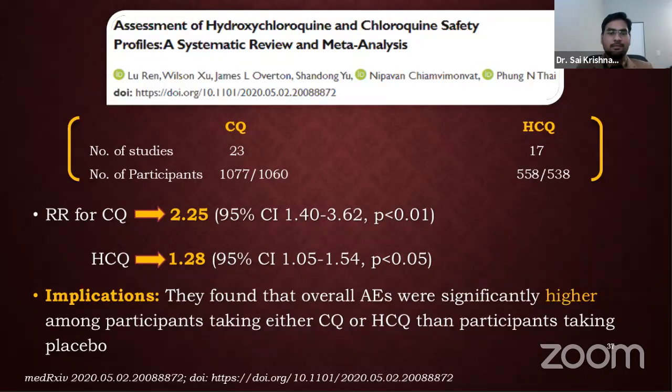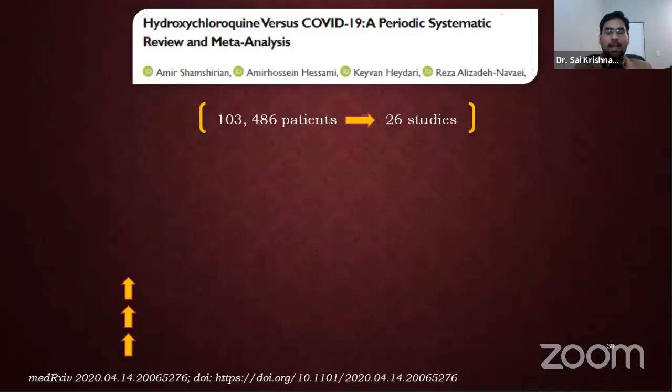So do you recommend taking hydroxychloroquine or chloroquine to treat COVID-19 based upon these conclusions of the systematic review? No, we wouldn't. So let's look at another systematic review and meta-analysis, which looked at both effectiveness and safety. In the previous systematic review, they just looked at safety profiles, but in this one, they looked at both effectiveness and safety profiles, including around 100,000 patients from 26 studies.